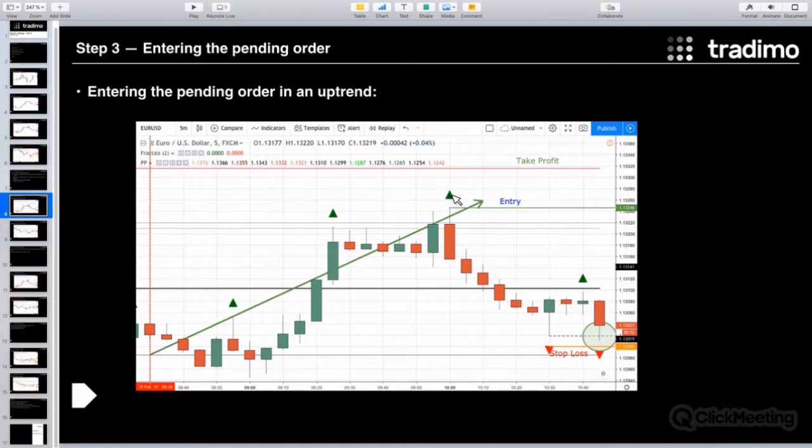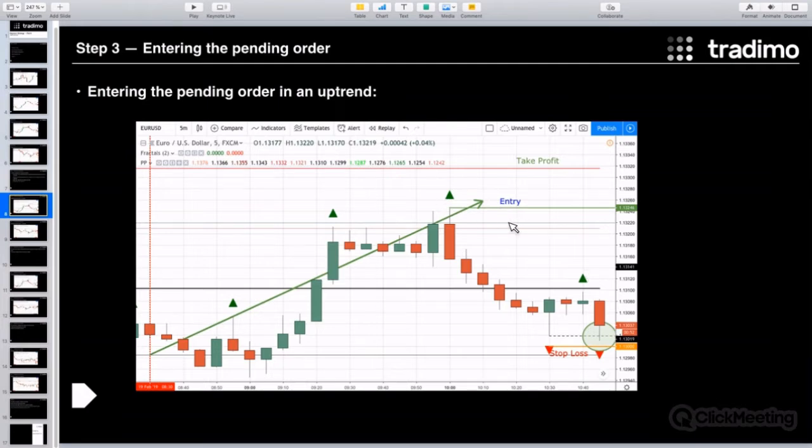This up fractal here is confirmed because 2 candles to the right-hand side are closed already. And we cannot take this one here because it's not confirmed yet. You see only one candle, the candle which leads to the trade opportunity here. We are missing the second candle to the right-hand side to take this up fractal as our entry level. Okay, so now we have the entry level.